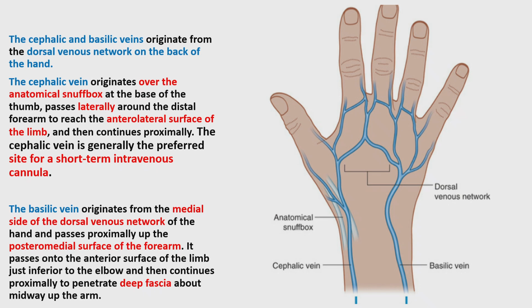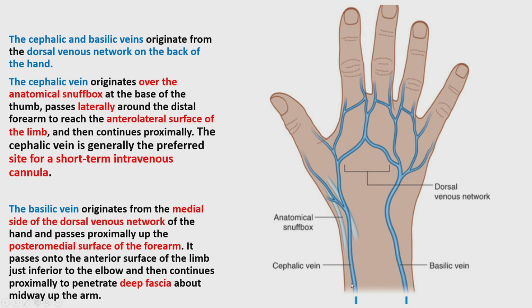Here is the place of origin of the cephalic vein and the basilic vein, as I mentioned, from the dorsal venous network of the back of the hand. The cephalic vein starts from the anatomical snuff box. Do you know the tendon here? Which muscle is here? The extensor pollicis longus, perfect.